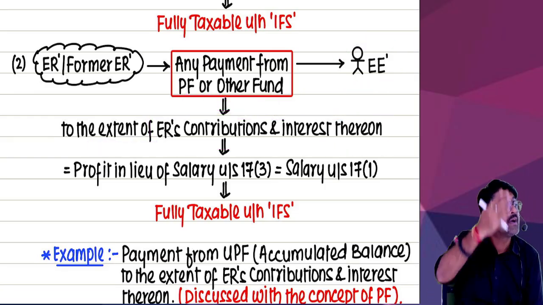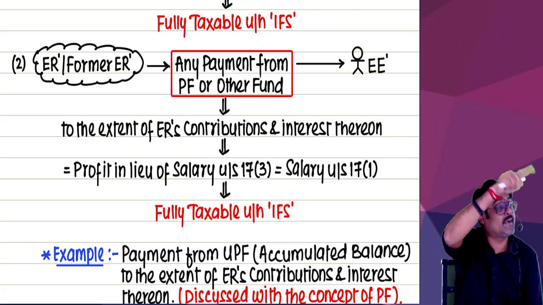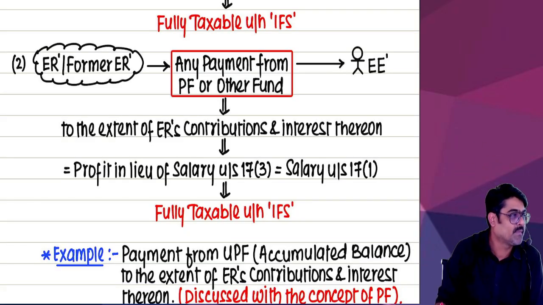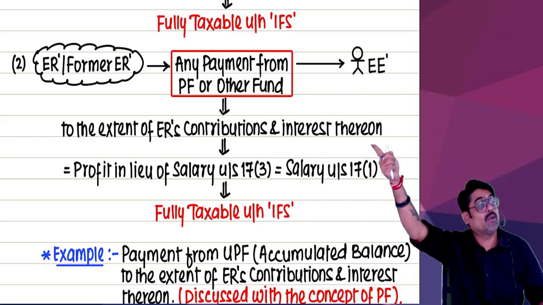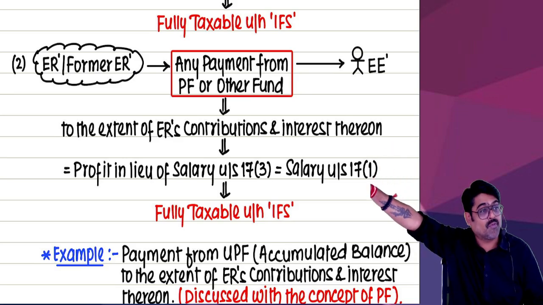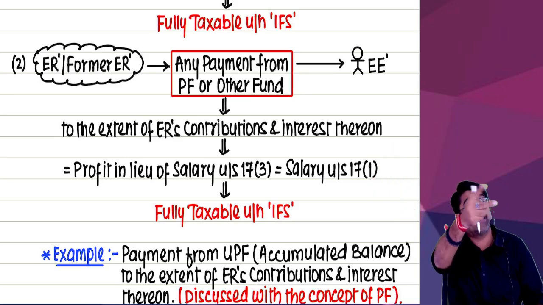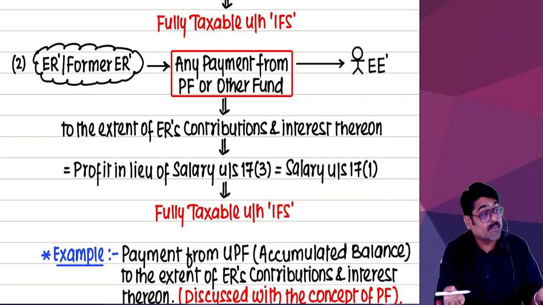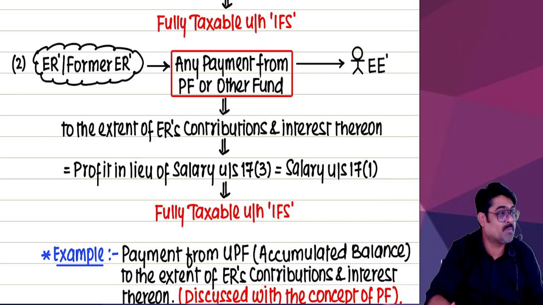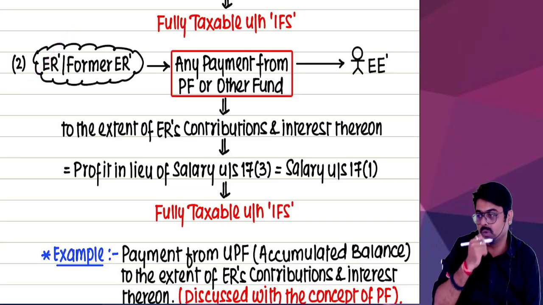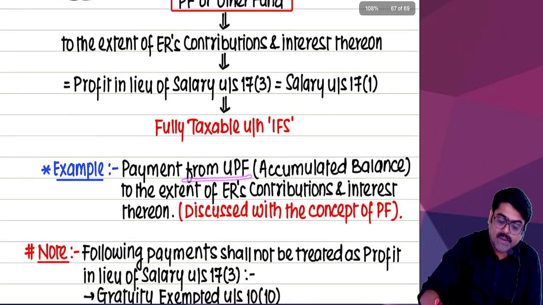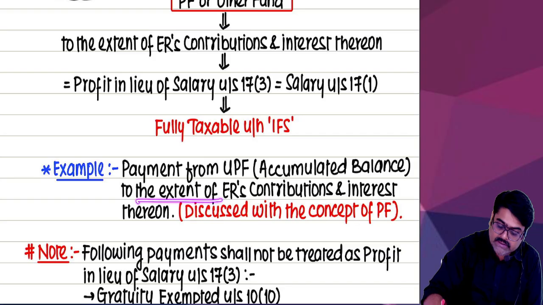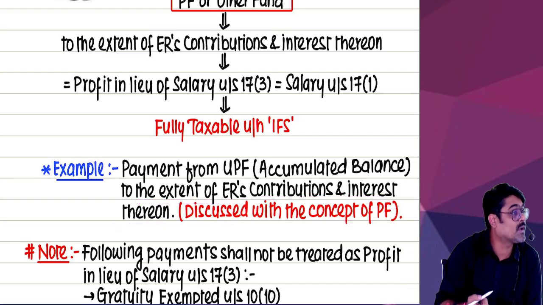That is the reason why we divided the UPF lump sum into 4 parts. If you remember, employee's contribution coming back, ignore. Interest on employee's contribution, taxable under IFOS. What about employer's contribution and interest on employer's contribution? Taxable under the head salary, because it was profit in lieu of salary. Point number 2. Example, payment from UPF accumulated balance to the extent of employer's contribution and interest, discussed with the concept of provident fund. Yes or no?